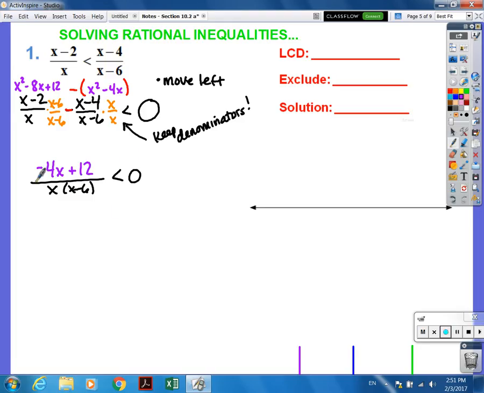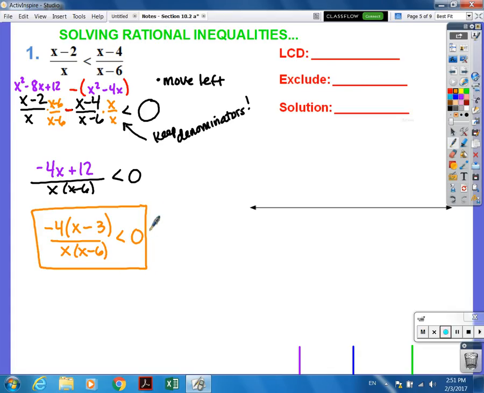But you're not quite done. Your goal is to leave this in fully factored form. Pull out the common negative 4, and you're left with x minus 3. Watch your signs carefully. On the bottom, an x and an x minus 6, less than 0. You have to show that cleaned up step. That's what you want. One term fully factored on the left. Now we're ready for sign analysis.